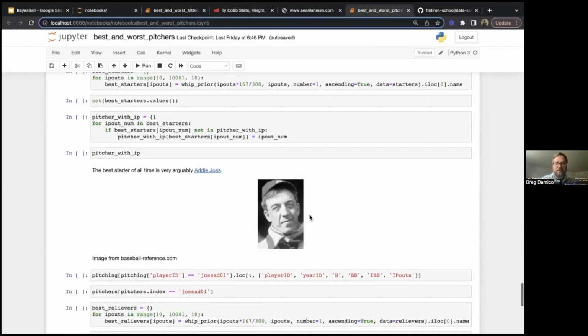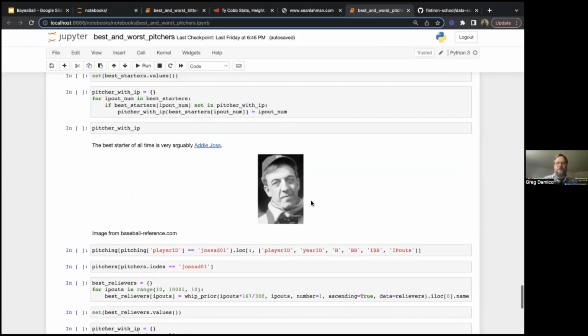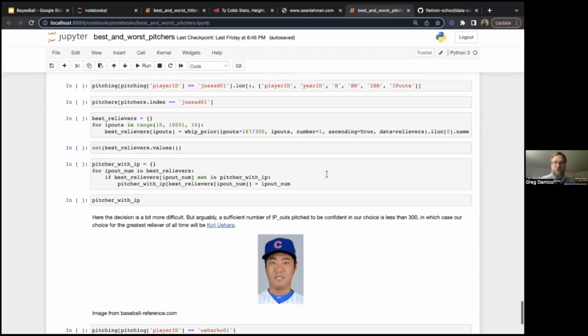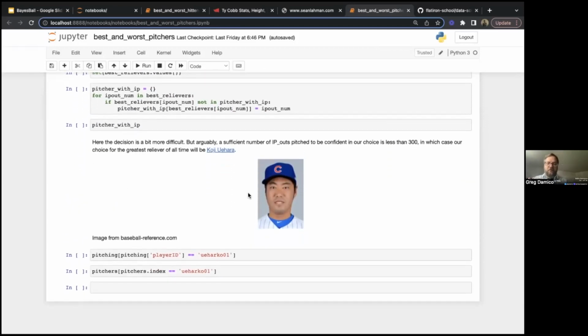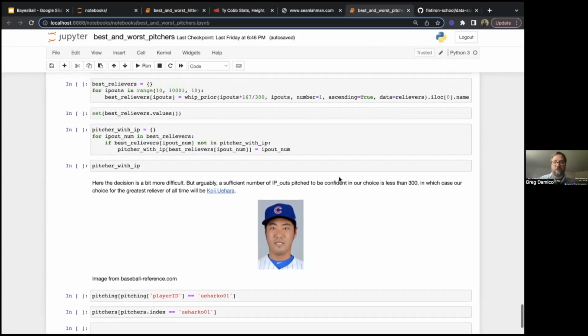And as for the best starters and best relievers, Addy Joss may not be a familiar name. This is sort of an old legendary player, but he had an excellent WHIP over his whole career. And for relievers, Koji Uehara is very likely the best reliever, who's actually a very modern day player.